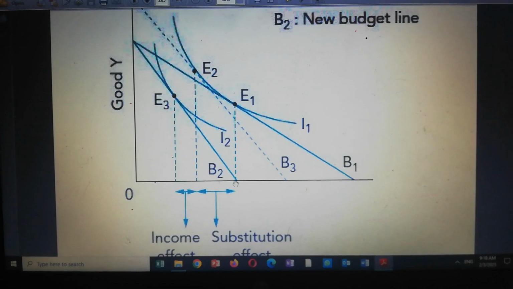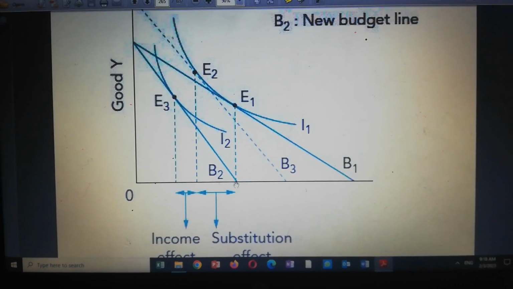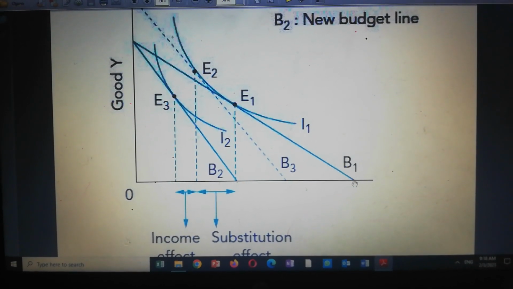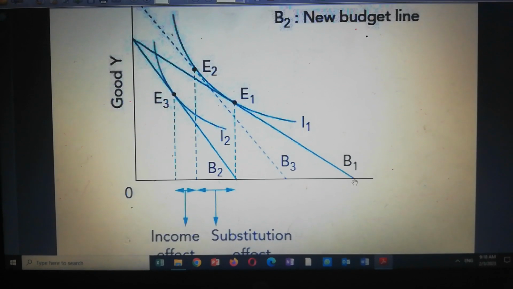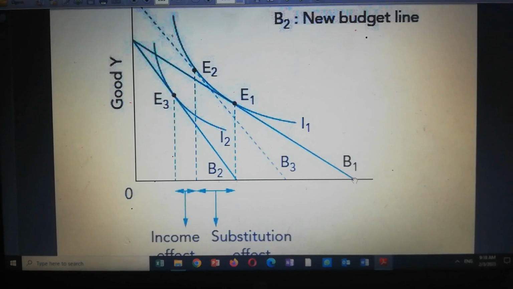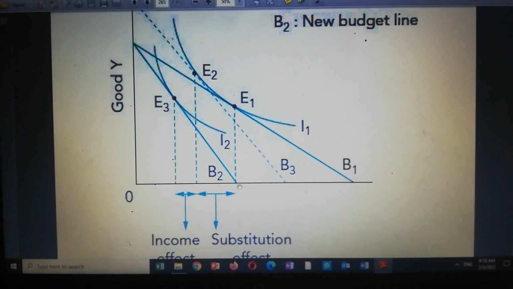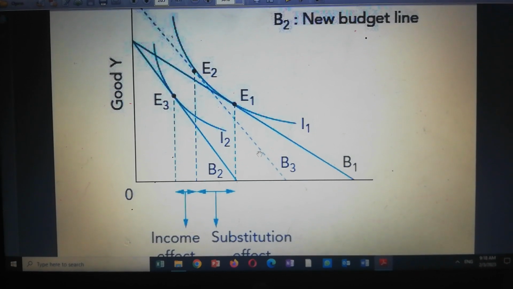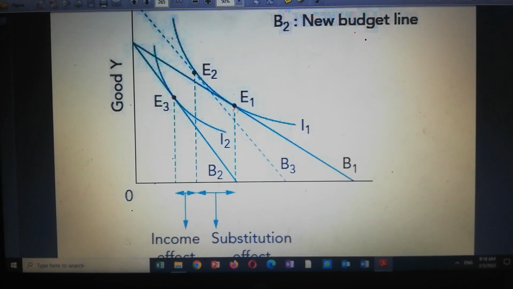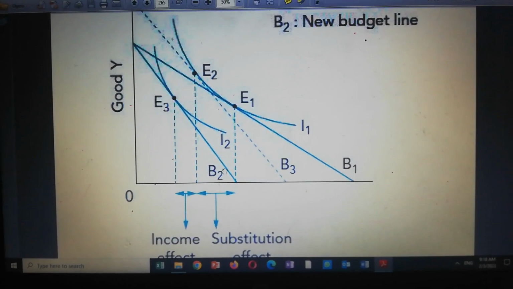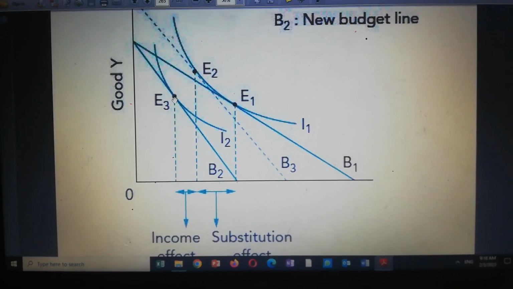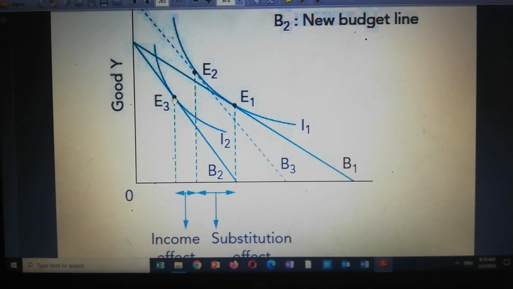To B2 here. As you can see, the price of good X increased, prompting consumers to buy less of that particular good. So there was a leftward shift of the budget line from B1 to B what? To B2. Before the shift, the equilibrium point was at E1, here with indifference curve 1, as you can see here. But now, after the shift, it has moved to what? To E3.